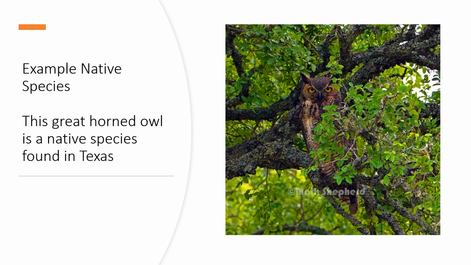The great horned owl is an example of a Texas native species. They can be found throughout the continental United States as well as in Alaska. They actually range south into Mexico, Central America, and South America. Later in this course, we'll talk about what the terms habitat and range mean in terms of species distributions.